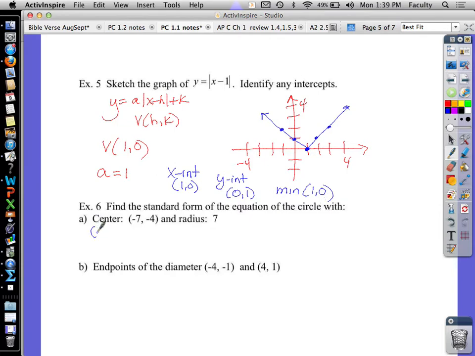All right, example 6. I need to refresh your memory. The general equation of a circle is the quantity x minus h squared plus the quantity y minus k squared equals r squared, where r is the radius. The center is at h, comma, k.